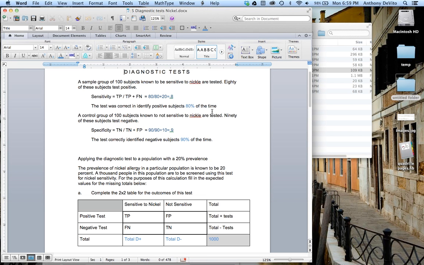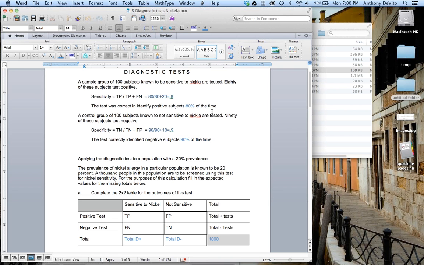Sensitivity would be pretty valuable, right? So somebody is developing a test. They gather up 100 subjects that they know are sensitive to nickel, and they use this test on them. Now, in this population of 100 people that are sensitive to nickel, 80% of the time the test catches that sensitivity and gets a positive result.